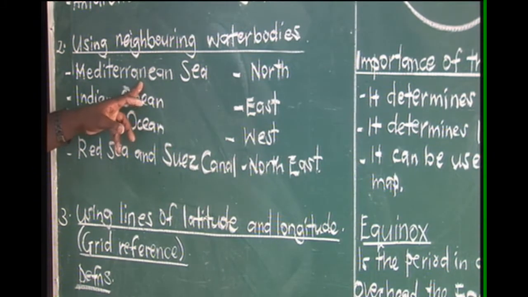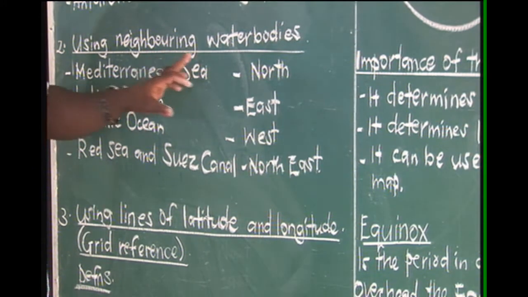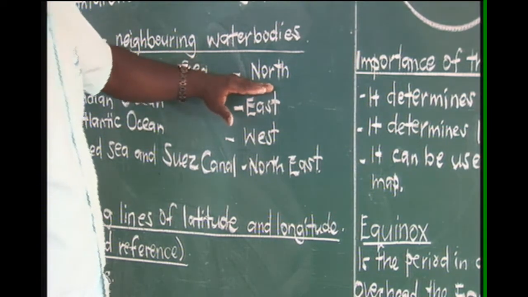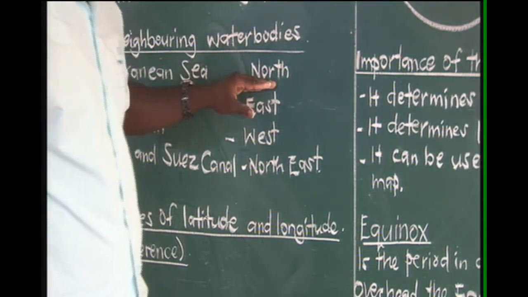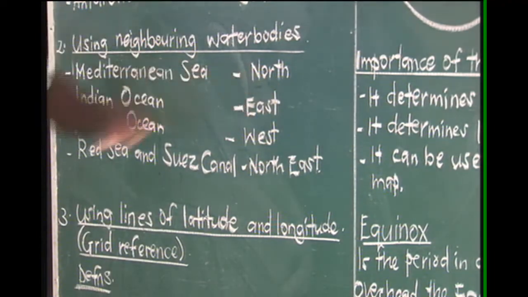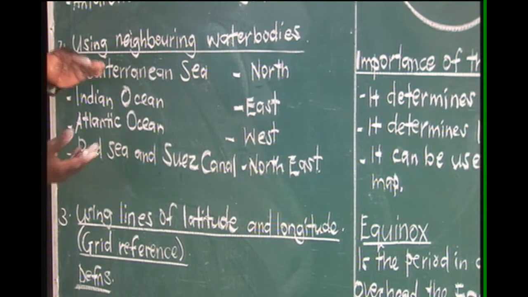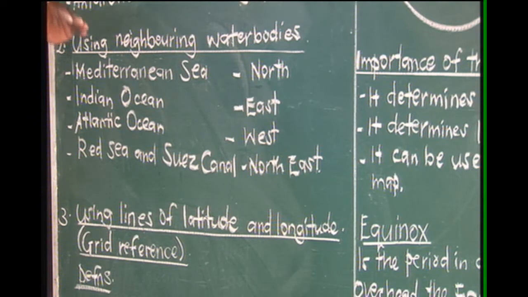Mediterranean Sea. I want you to take serious note of the spelling. Mediterranean Sea. It is bordering Africa in the north. That is where we find the Mediterranean Sea. It separates Africa from Europe. Remember we said Europe is that continent that borders Africa in the north. So before Europe, we have that Mediterranean Sea separating.